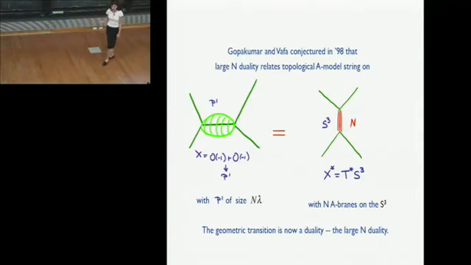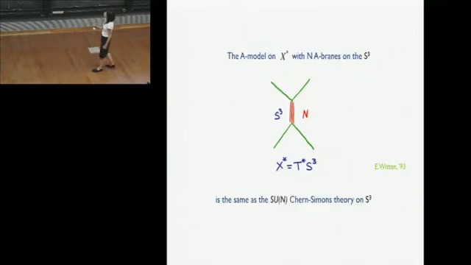And so this geometric transition, which we so far used as a tool to construct special Lagrangians, is in fact a duality. Okay? Now, it's a duality which actually gets related to Chern-Simons theory, namely the A model on this cotangent space of S3, with N A branes on the S3, is in fact the same as SU(N) Chern-Simons theory on S3. And that's the result of Witten from '93.